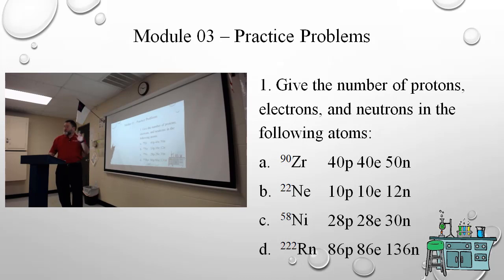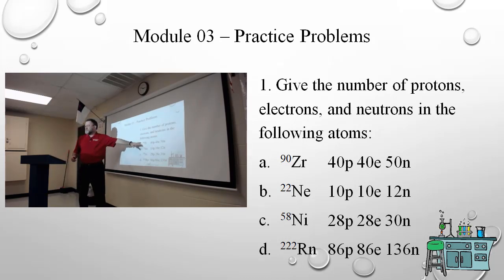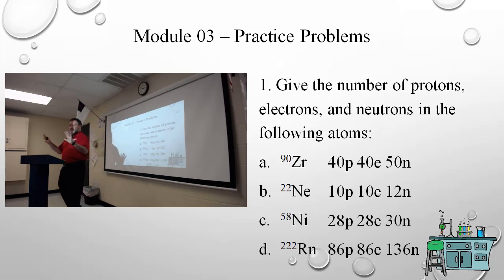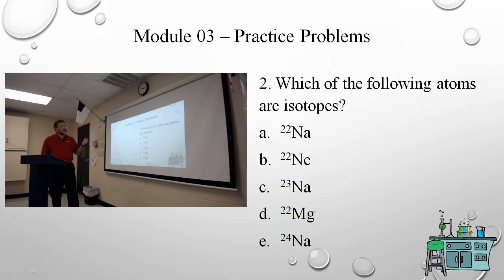So, any questions on, first of all, this way of depicting the atom, that you recognize that as atomic mass, and then what atomic mass indicates? Any questions on this type of problem? Okay. Which of the following atoms are isotopes?